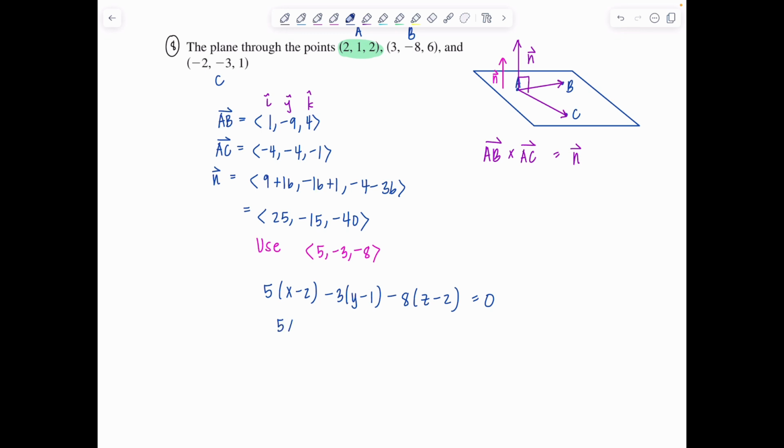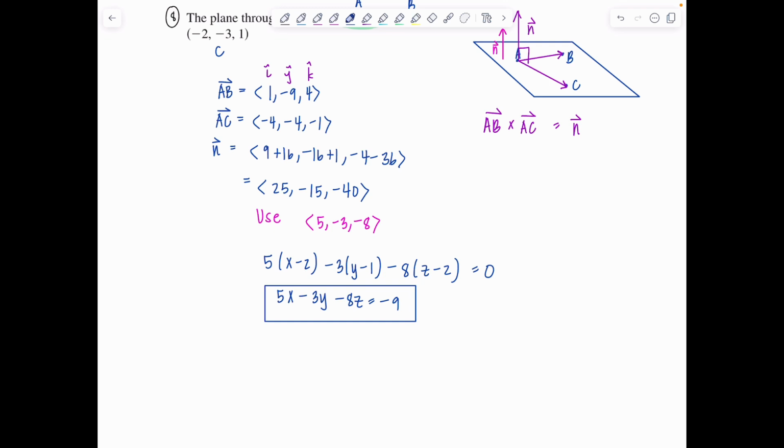Okay, this anyways ends up simplifying to 5x minus 3y minus 8z equals, this is negative 10 plus 3, so that's negative 7 plus 16. Negative 7 plus 16 is 9. So then if I move it over, it should be negative 9. Is that not correct? Sounds good. Let me double check. Yes, all is well. Okay.